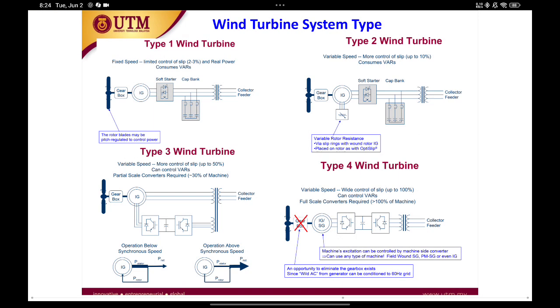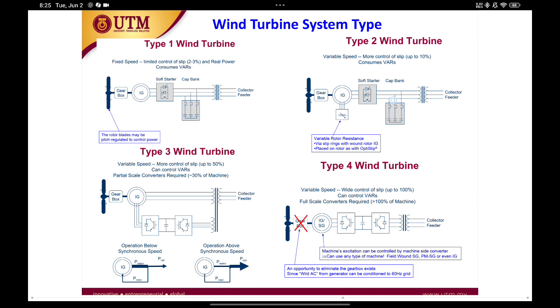Wind turbine type 1 is basically this one. You have a gearbox and an induction generator. This one no need to worry. Just directly, the generator is directly connected to the grid, the stator part. So this is type 1. This is the old version, which is fixed speed. The slip can be only 2 to 3%. So that is the old version.